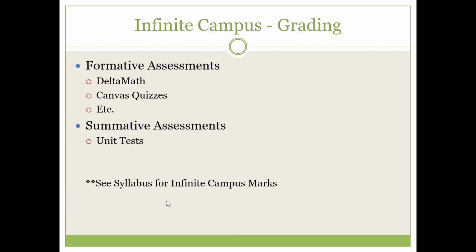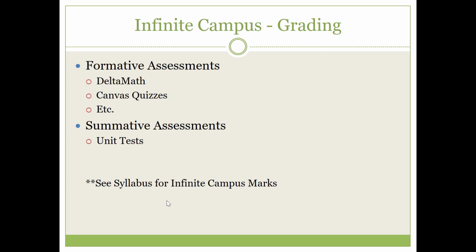In Infinite Campus, our grading scale is going to look a little different than it may have in the past. We're going to have 2 big groupings. One's going to be our formative assessments, and one is going to be our summative assessments. Those summative assessments are those unit tests. That's what really makes up your student's grade. And those formative assessments are all the practice that they do inside and outside of class.